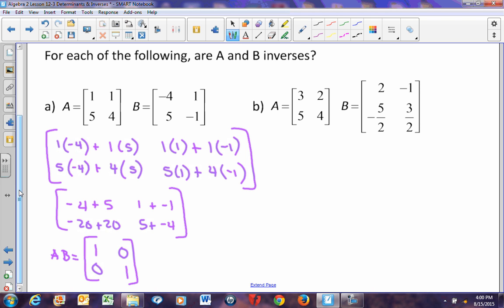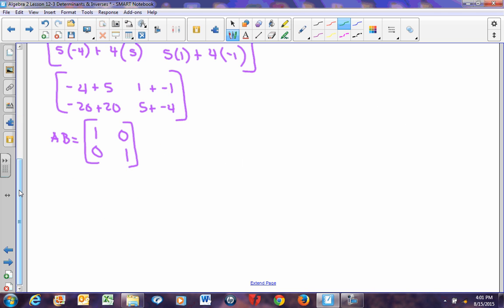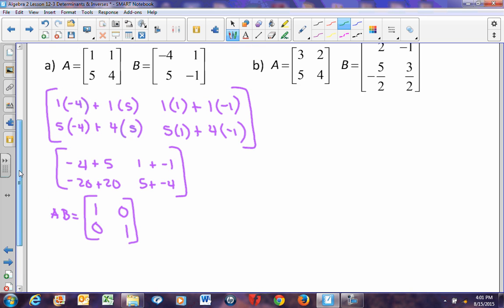You're going to have to do this like this. I'll never make you do more than a 2 by 2. I'm going to be nice, so I won't make you do a 3 by 3 by hand. I might make you do one of them in your homework by hand, but I'm not going to make you do a 3 by 3 by hand.